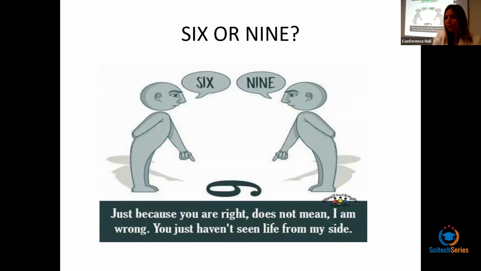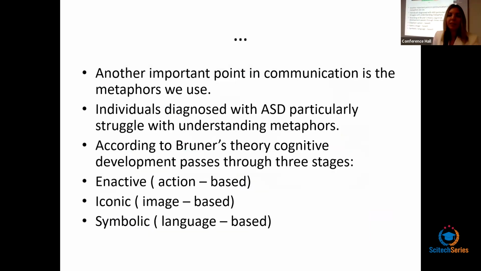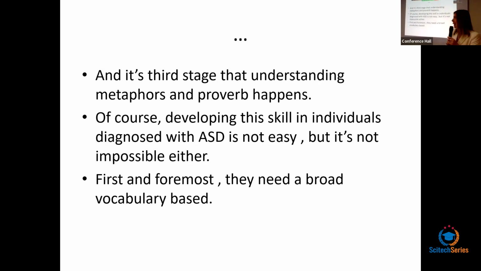This is a very famous picture. Another important point in communication is the metaphors we use. Individuals diagnosed with autism spectrum disorder particularly struggle with understanding metaphors. According to Bruner's theory, cognitive development passes through 3 stages: enactive, image-based, and language-based or symbolic period. And it is in the third stage, the symbolic stage, that understanding metaphors and proverbs happens.